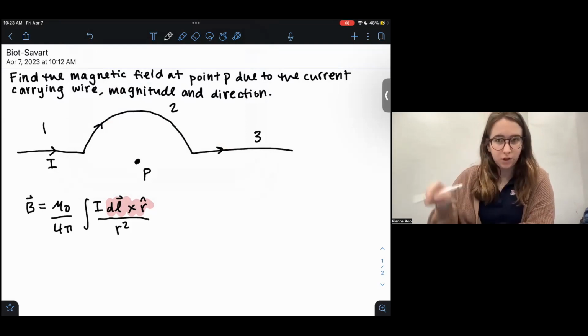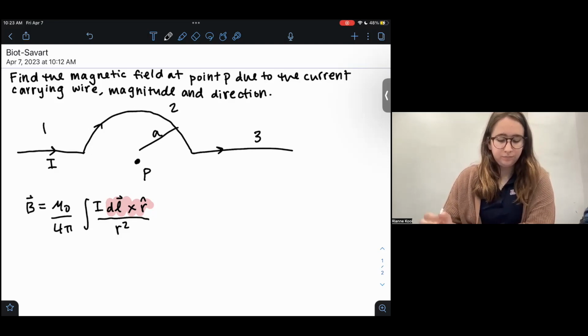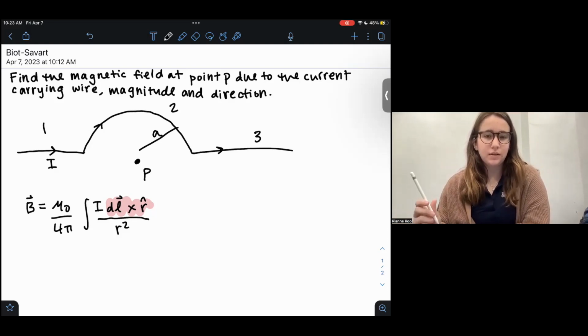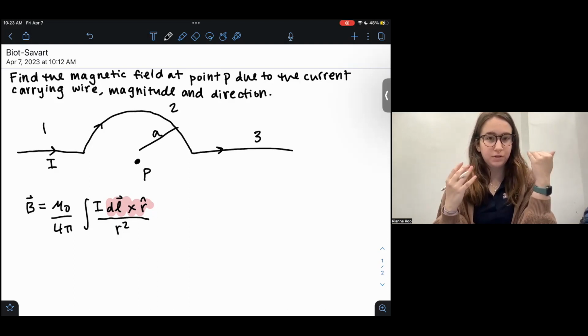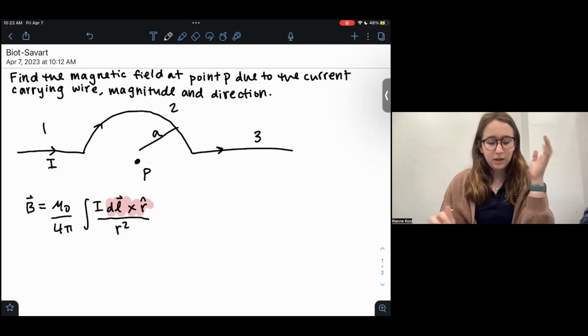But 2 is curved, and we can say that it has some radius, let's call it A. We can imagine that it's just half of a circle with radius A. What I'm alluding to is that our magnetic field is only going to depend on the second section of wire and not 1 or 3. And this is because of that cross product right here.